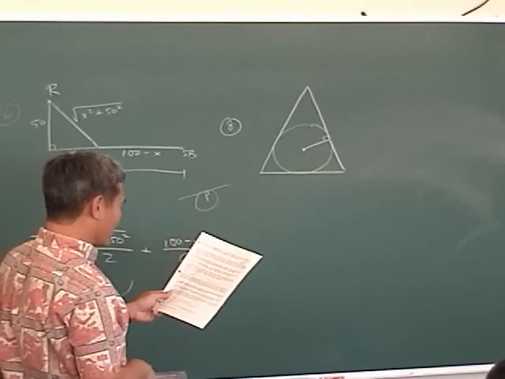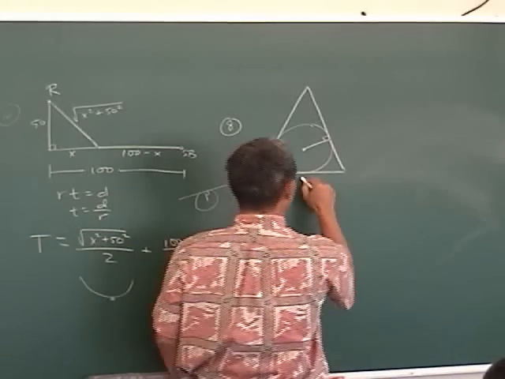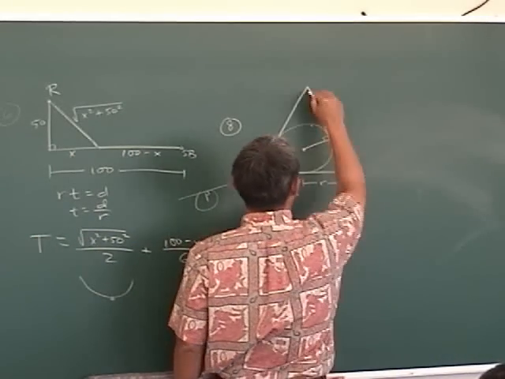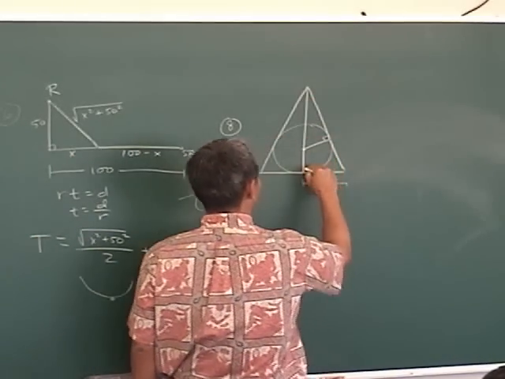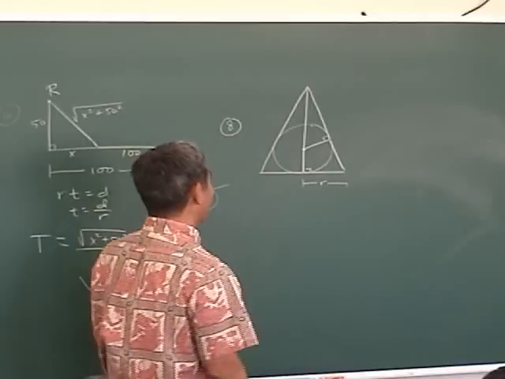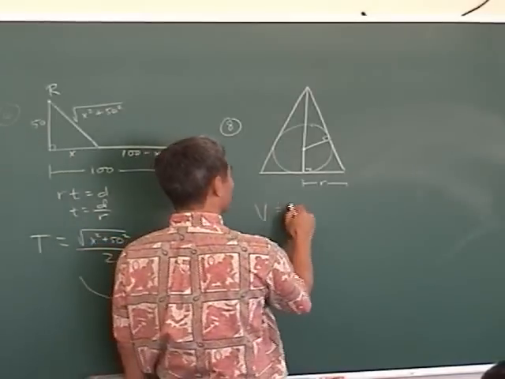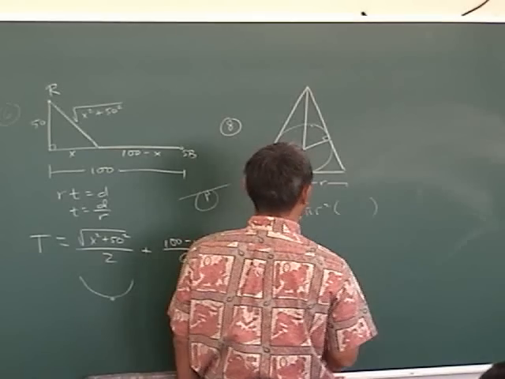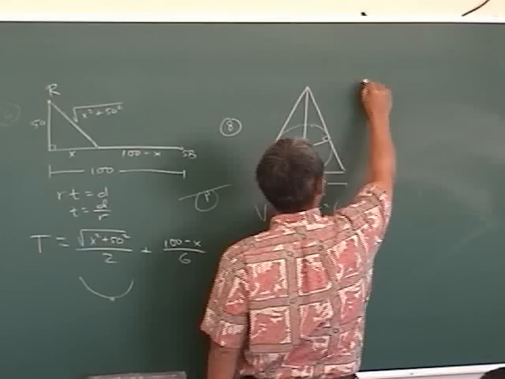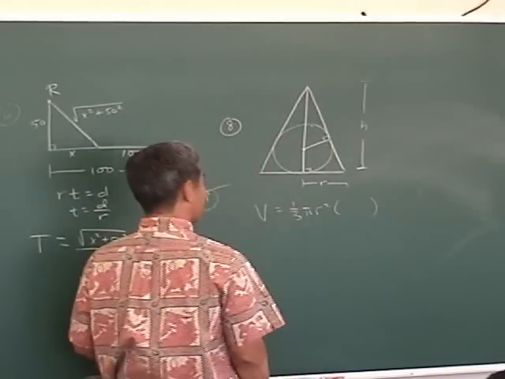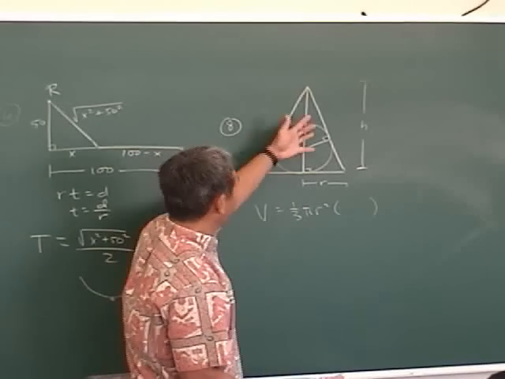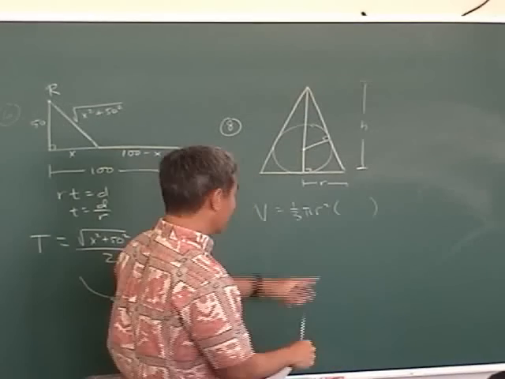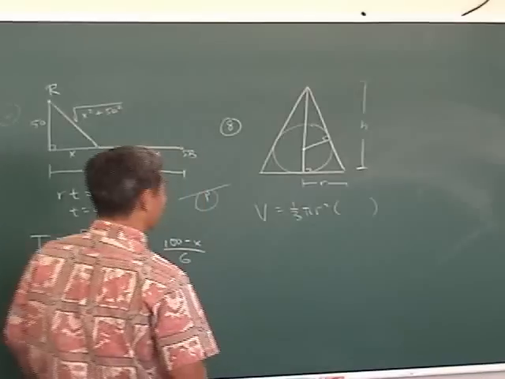Express the volume of the cone as a function of the base radius r. So here's the radius of the cone. Here's the height. Okay, what's the formula for a volume of a cone? 1/3 pi r squared h. Okay, here's h. So what we have to do is we have to write the height h as a function of r, so we can just put it in here and we can graph it on our calculator.